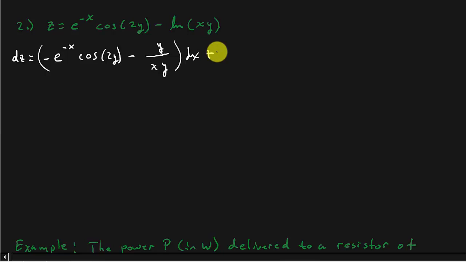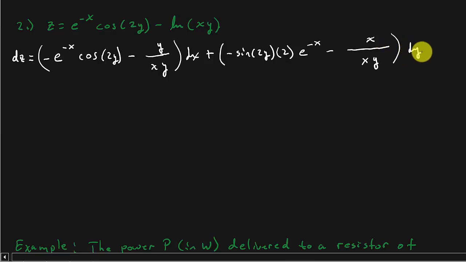Now we're taking the partial with respect to y. So e to the negative x is treated like a number. This is cosine 2y. What's the derivative of cosine? Negative sine, times the derivative of what you're taking the cosine of. The derivative of 2y is 2, and then that's times e to the negative x. And then we've got minus, and then the derivative of natural log xy. The xy goes in the denominator. The derivative of this goes in the numerator, so the derivative of xy would just be x, because we're taking the derivative with respect to y. And then that's times dy.